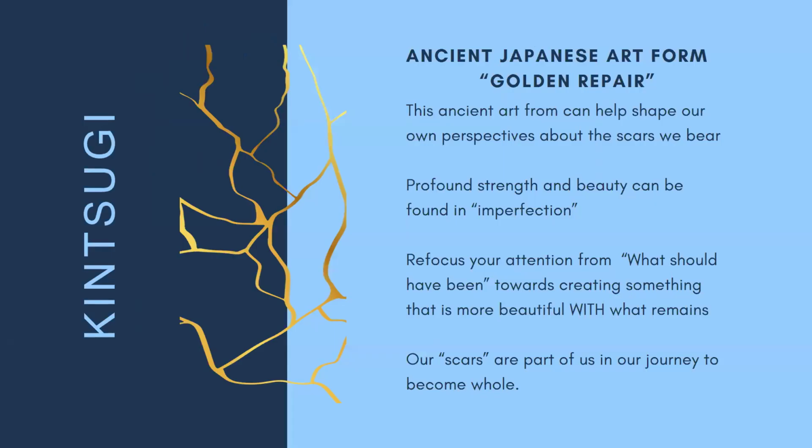I like to use the ancient Japanese art form of golden repair, known as kintsugi, to stress this point. So, this art form took pottery, and when pottery broke, they didn't discard it or throw it away or determine that it was unusable. Instead, they glued the pottery back together, and they glued it by using a gold dust and a lacquer so that it actually accentuated the cracks and it showed beauty in the brokenness.